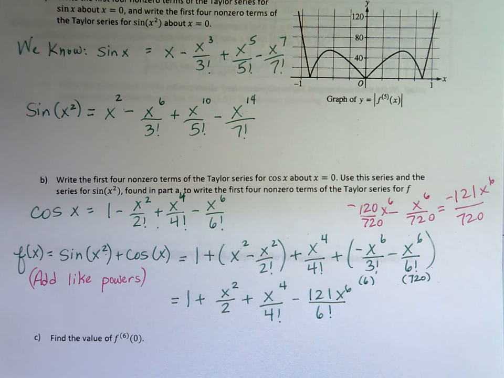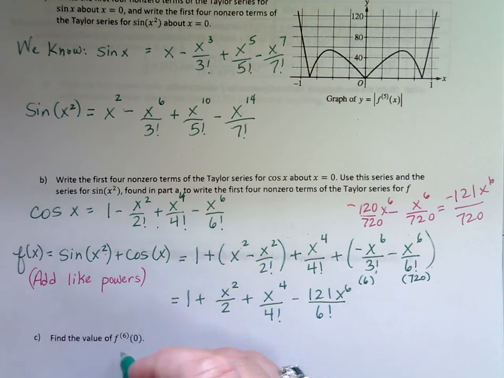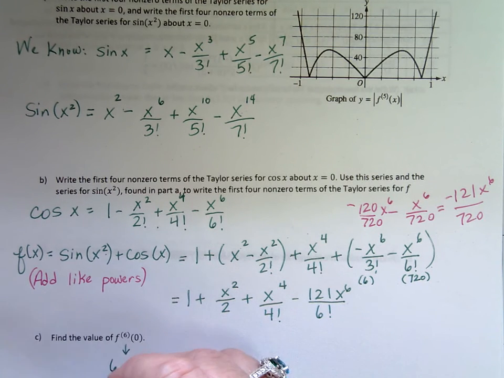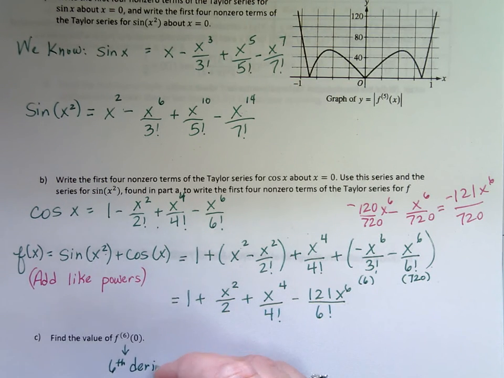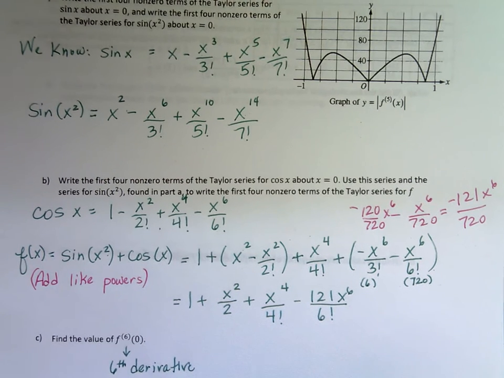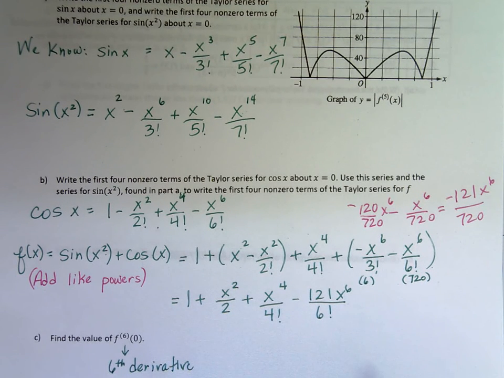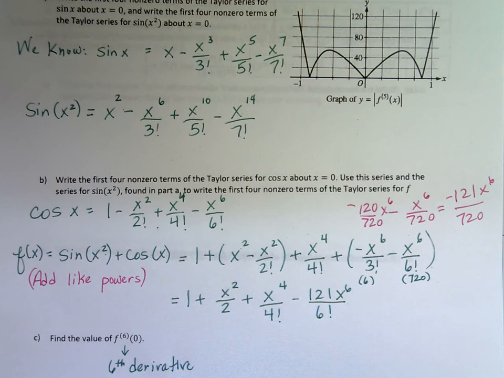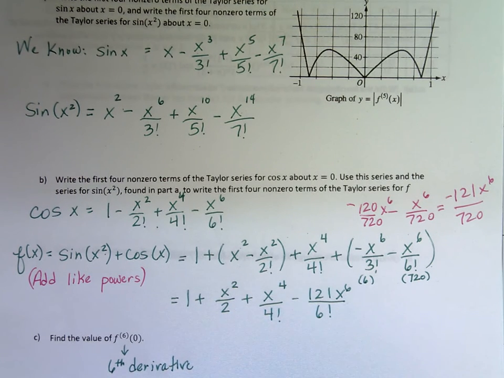Find the value of, for part C, f to the 6th derivative at 0. So if I'm looking at this, remember what that means. This means it's the 6th derivative. Well, in our case for these Taylor polynomials, which of these choices is my 6th derivative? It's the one with the 6th power. So 6th derivative means the one with the 6th power. And the guy with the 6th power is negative 121 over 720 x to the 6th.